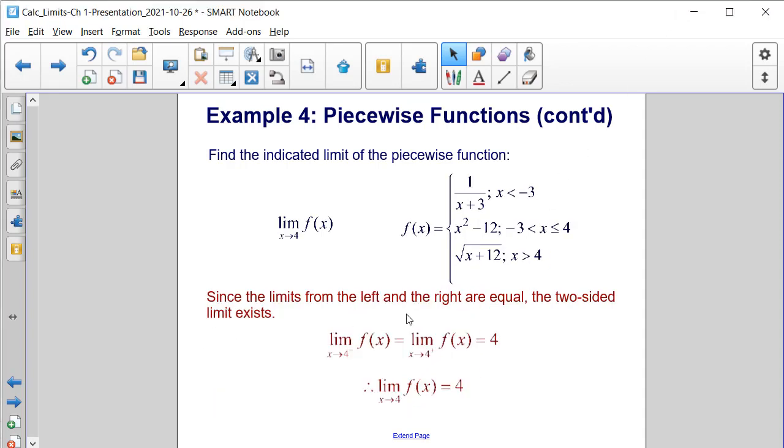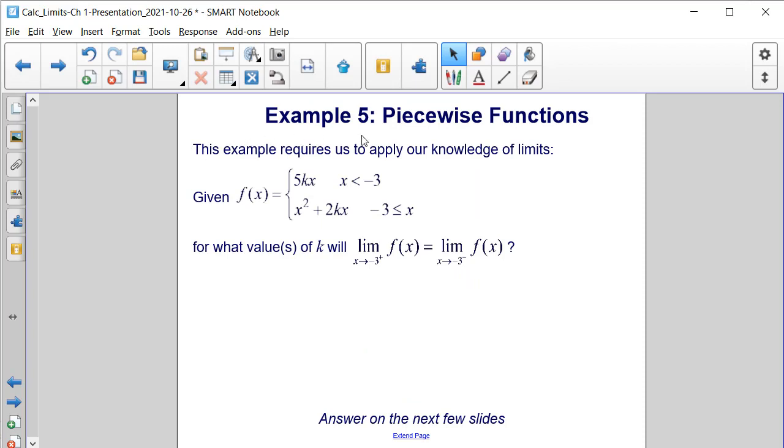Since the limits from the left and the right are equal, the two-sided limit exists. So because the limit of f of x as x approaches 4 from the left is equal to the limit of f of x as x approaches 4 from the right, which is equal to 4, the limit of f of x as x approaches 4 is equal to 4. Now let's try another example.